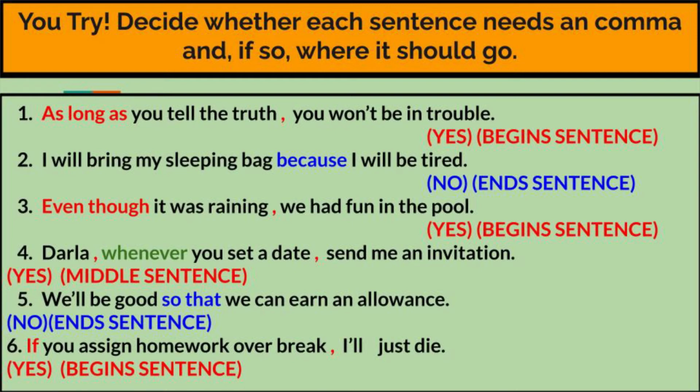Let's look at example number 5. In this sentence, the clause is at the end. Will be good so that we can earn an allowance. No comma because the clause is at the end. And the last one, you see that the clause begins the sentence. So, if you assign homework over break, comma, I'll just die.